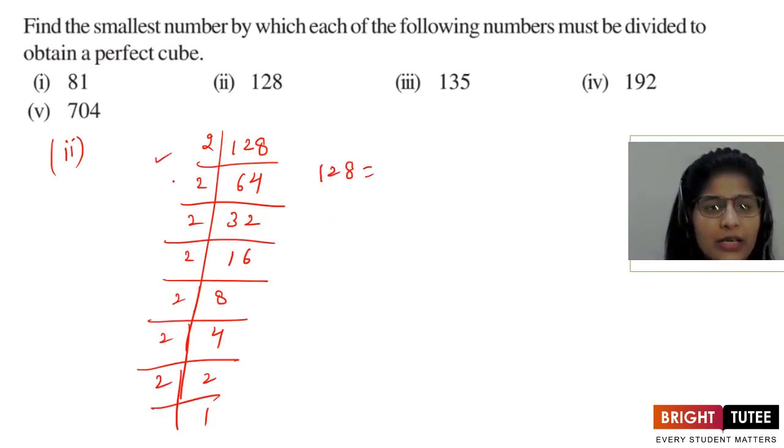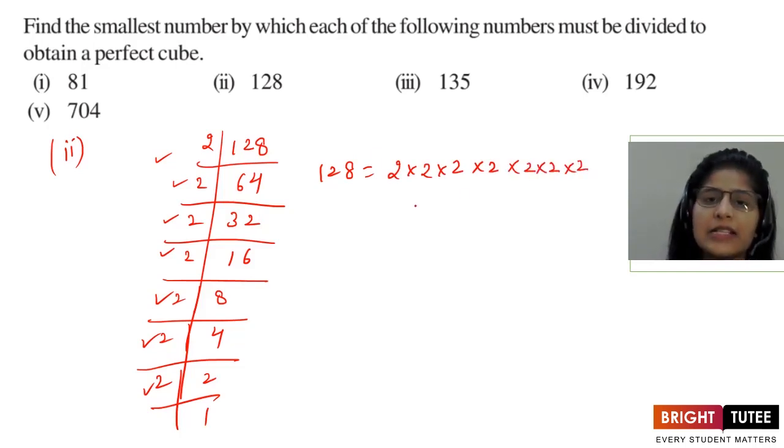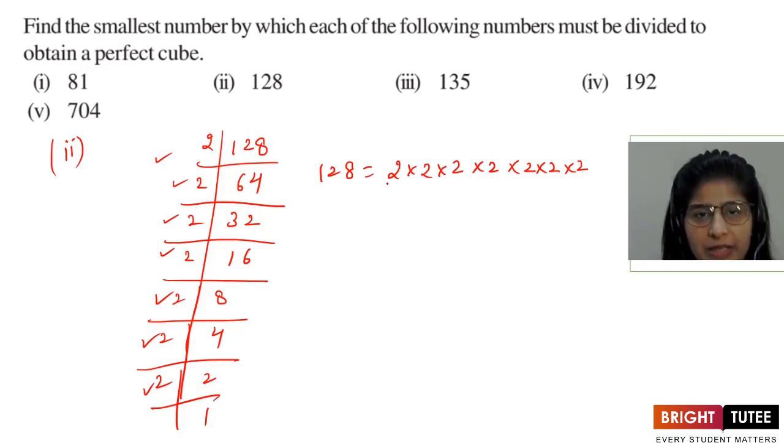Let us see. 1 2 3 4 5 6 7. Count them again. 1 2 3 4 5 6 7. So 2 into 2 into 2 into 2, 4 times, 5 times, 6 times, 7 times. Let us try to group them into triplets. This is one triplet. This is another triplet. So one 2 is left extra.